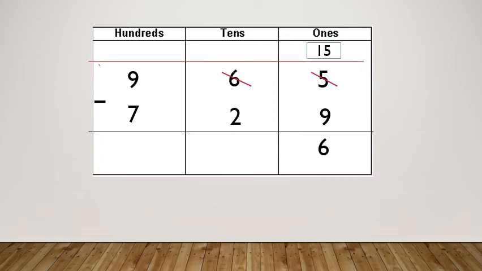After giving 1 tens, 6 will become 5 tens. Subtract 5 minus 2. The answer will be 3. Now subtract the 100 column. 9 minus 7 and the answer will be 2. So the difference is 236.